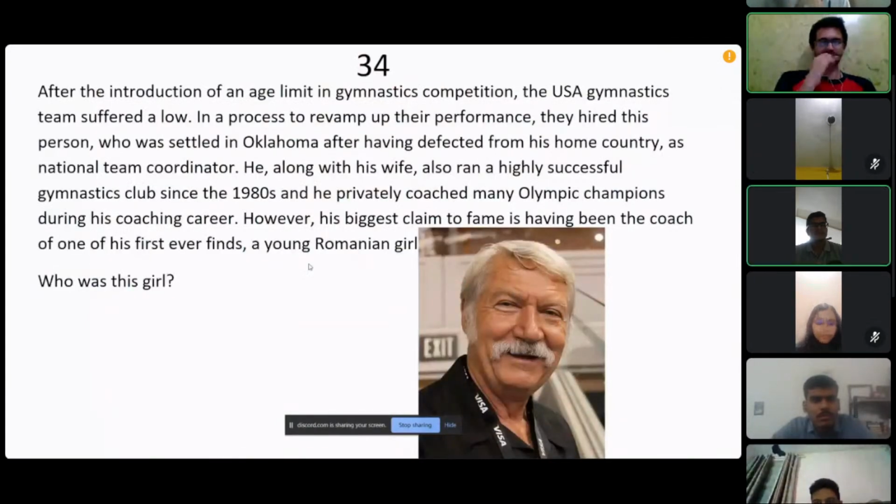Next question. Direct to P2. After the introduction of an age limit in gymnastics competition, USA Gymnastics suffered a low. In a process to revamp their performance, they hired this person who was settled in Oklahoma. After having defected from his home country as national team coordinator, he, along with his wife, also ran a highly successful gymnastic club since the 1980s, and he privately coached many Olympic champions during his coaching career.